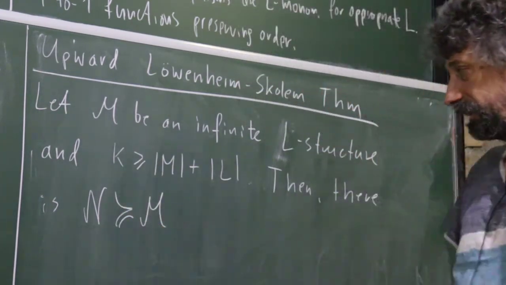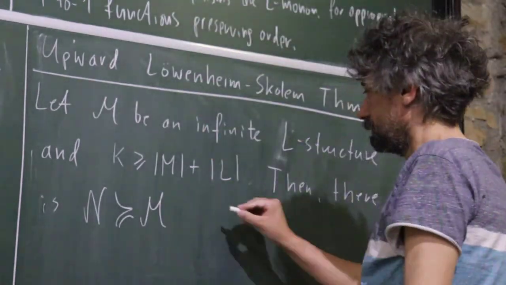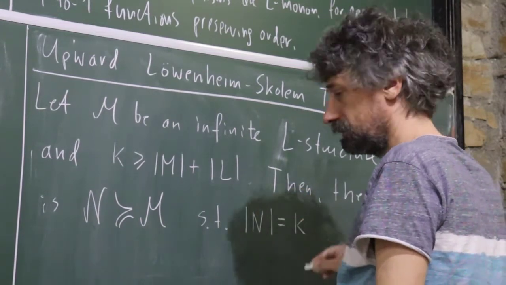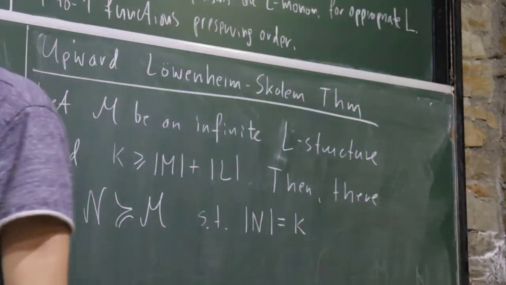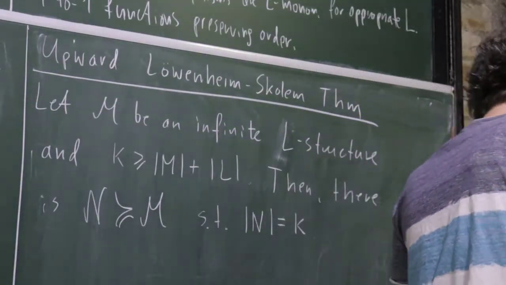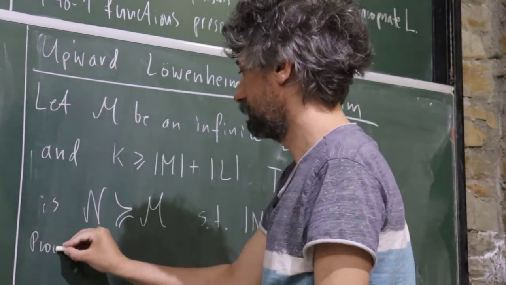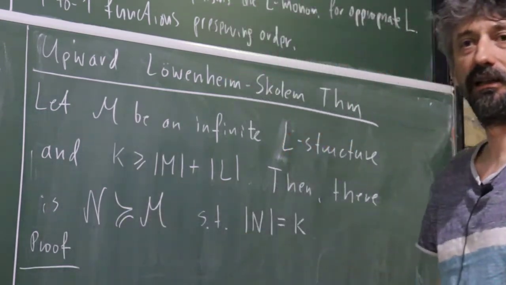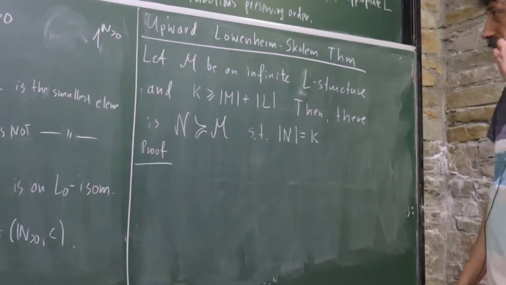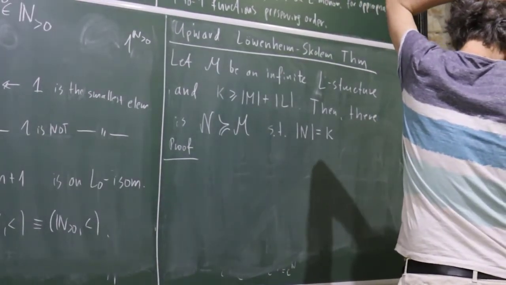So there is something bigger, such that M is an elementary substructure of N. Using this we will show this model theoretical theorem too, and some properties of fields. So, proof. Kappa is arbitrary, just big enough.